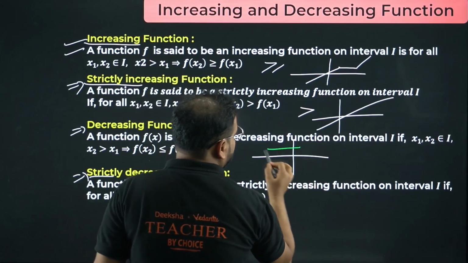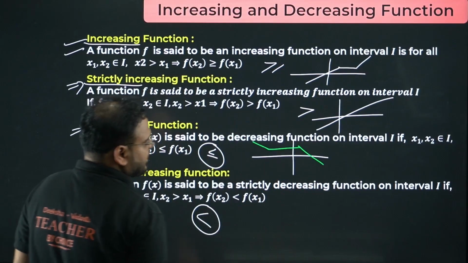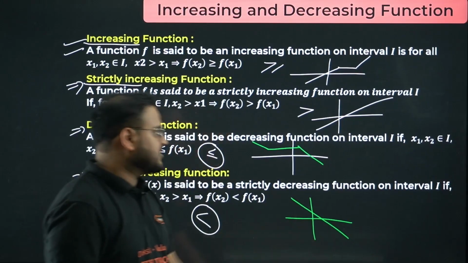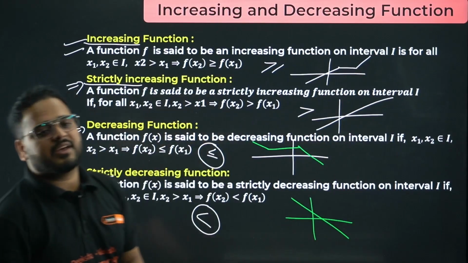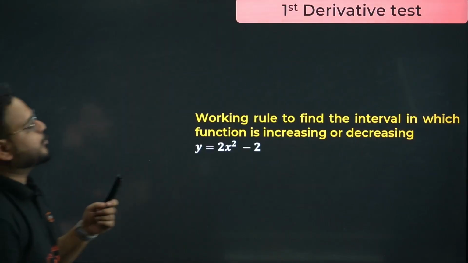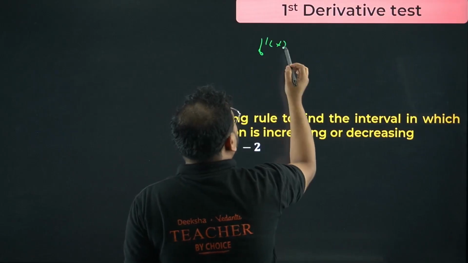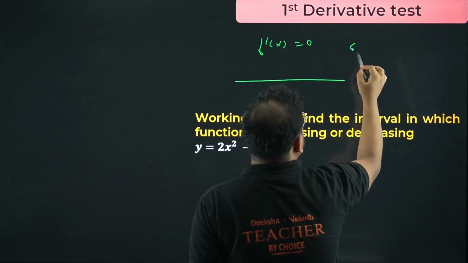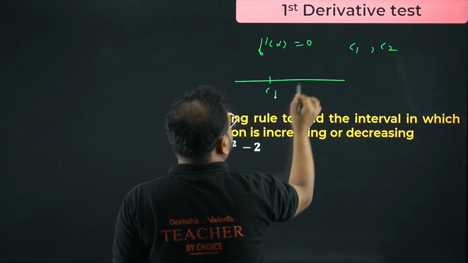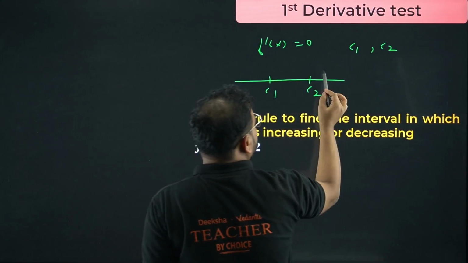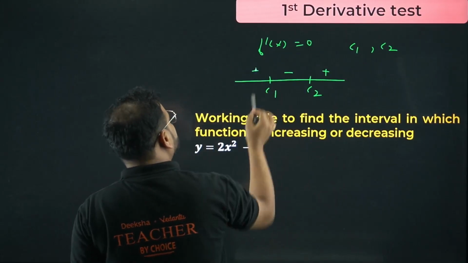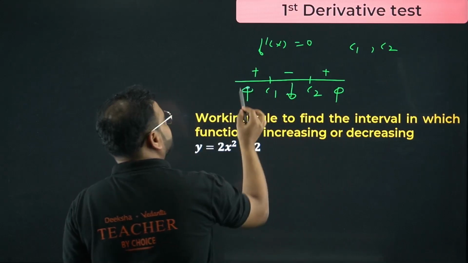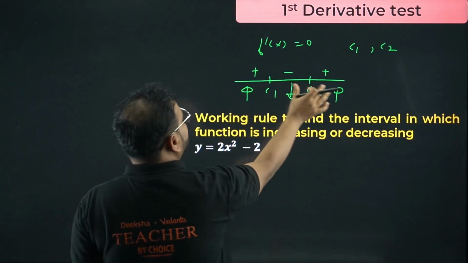That's the curve in the strictly decreasing case: when x increases, y decreases. Here when x increases, y increases. That's the increasing case. How do you find it? By finding the derivative. For f dash of x, you put it equal to 0, and say you got two critical points, c1 and c2. If the x coefficient in the derivative is positive, you write plus, minus, plus. Wherever it is plus it means increasing, negative means decreasing. So in this interval you will have increasing and in this one decreasing.